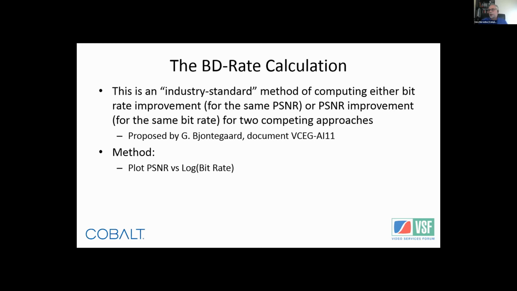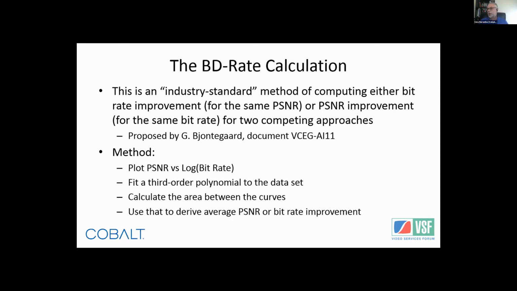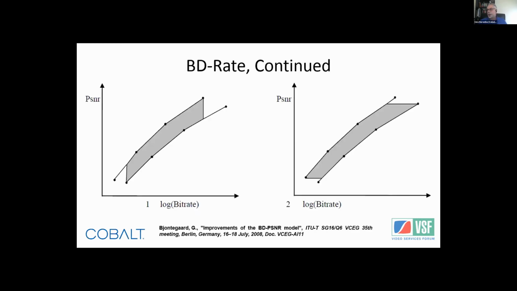So how do you do that? You plot PSNR versus log of the bit rate. You fit a curve to that. You calculate the area between the curves, and then you use that to derive the average PSNR. I know that I went too fast on that. Let me use an example.